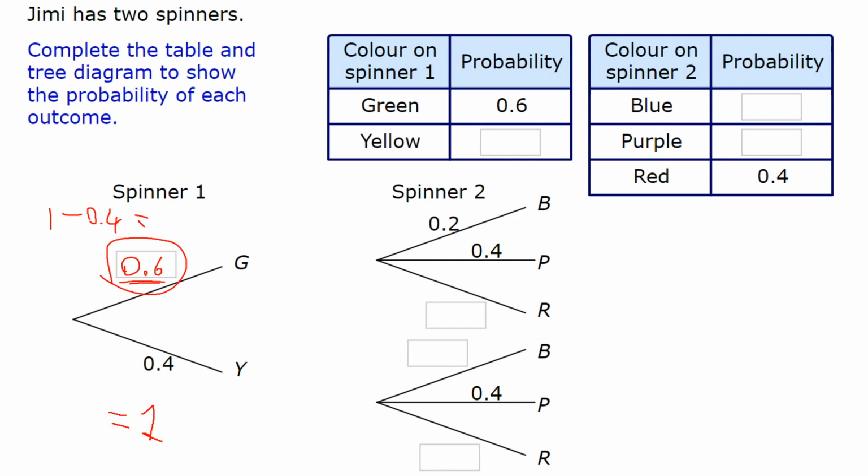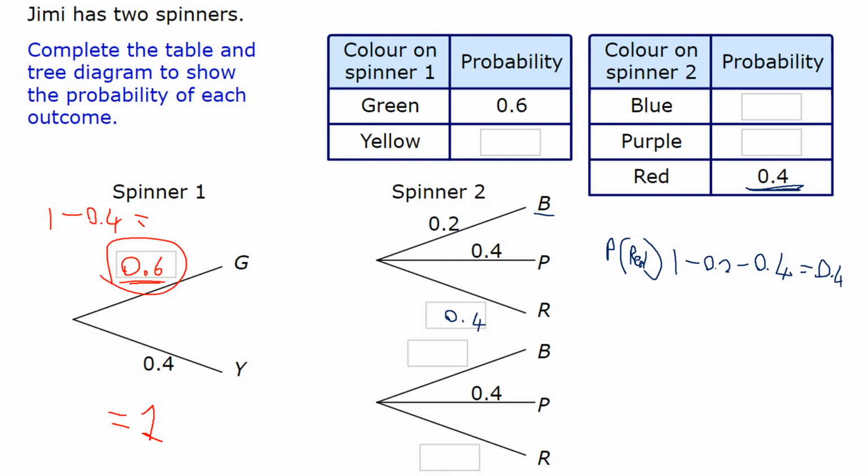Okay? In the second spinner, I'm assuming that blue is 0.2 and purple is 0.4. So the probability of red is just going to be 1 minus 0.2 minus 0.4, which is equal to 0.4. Now, yes, of course it is here, but I'm just showing you if, let's say, you didn't know, it's going to be there, okay?